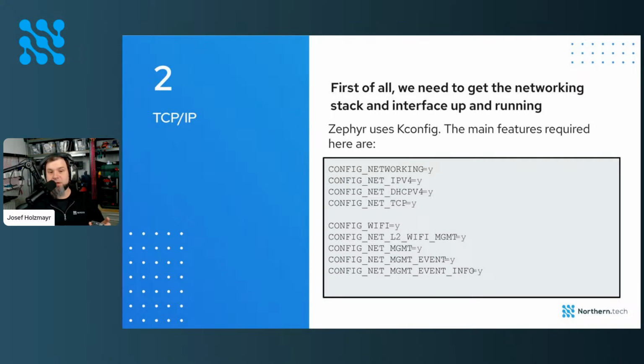So you can see we need to have the networking stack as a whole. We want to support IPv4. This is good enough for now. We want to have DHCP for it. And for the transport layer, we want to have Wi-Fi, and we need to manage Wi-Fi through the facilities that Zephyr gives us.